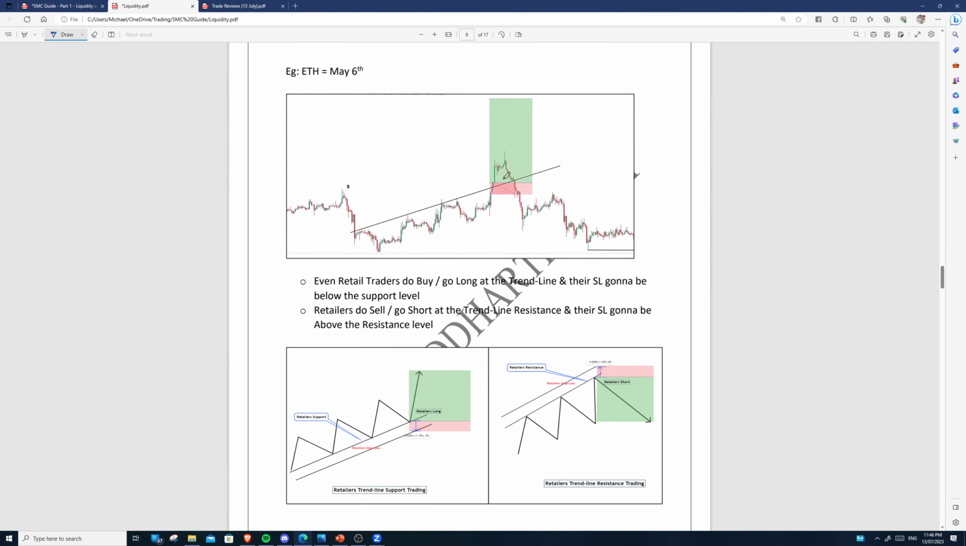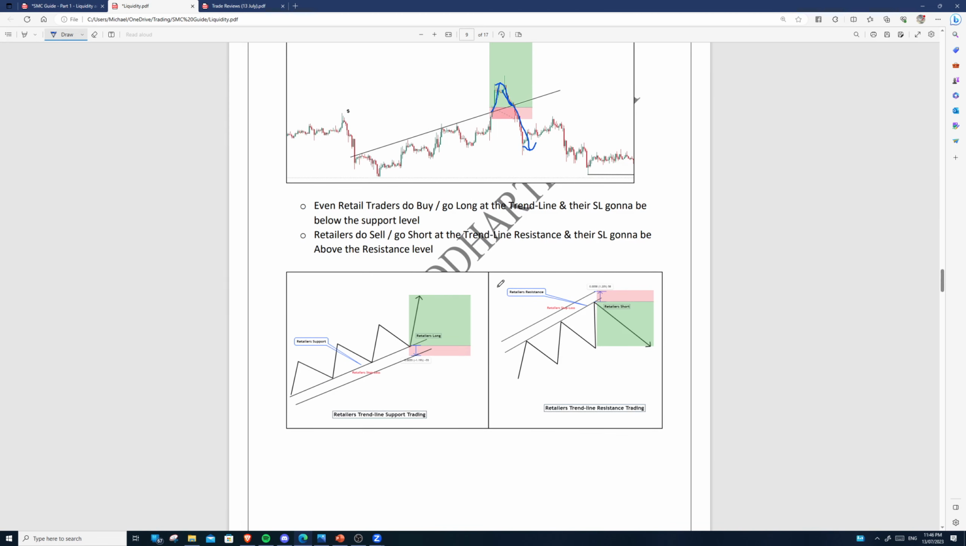So we have an example from May the 6th. Breakout of this trend line, a small move upwards, and suddenly a dump downwards, taking out all of those breakout trades.